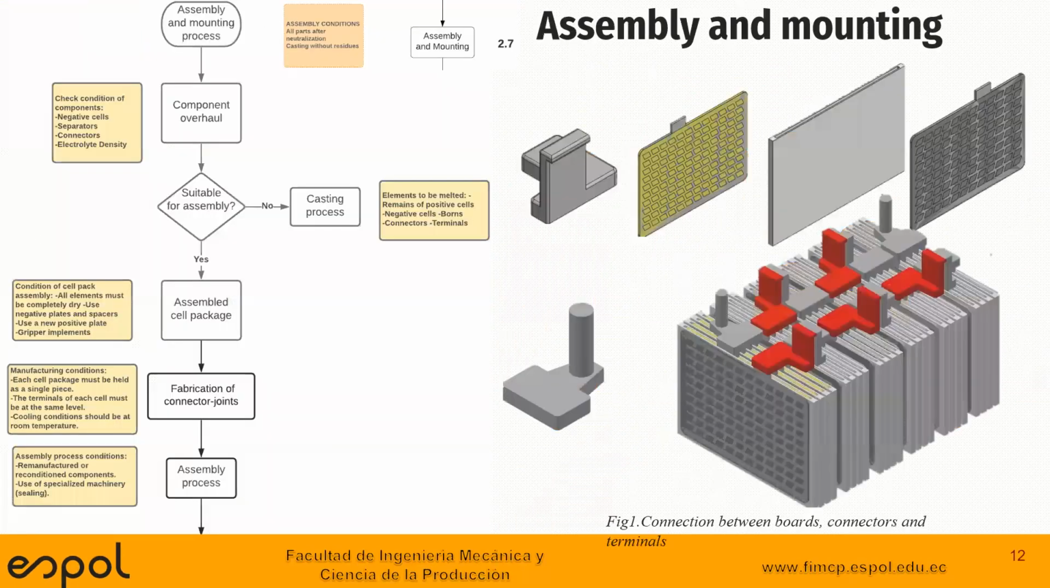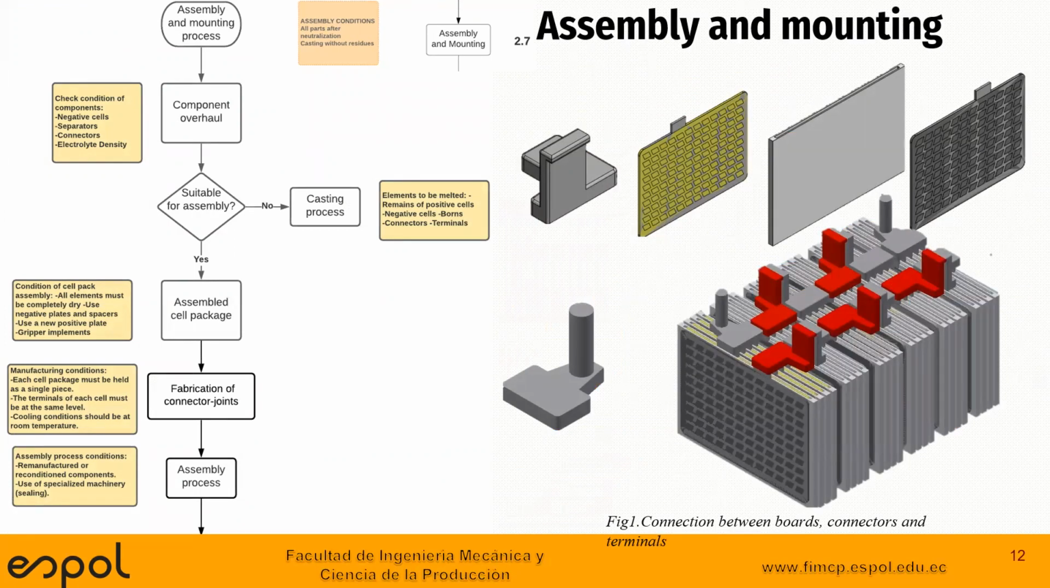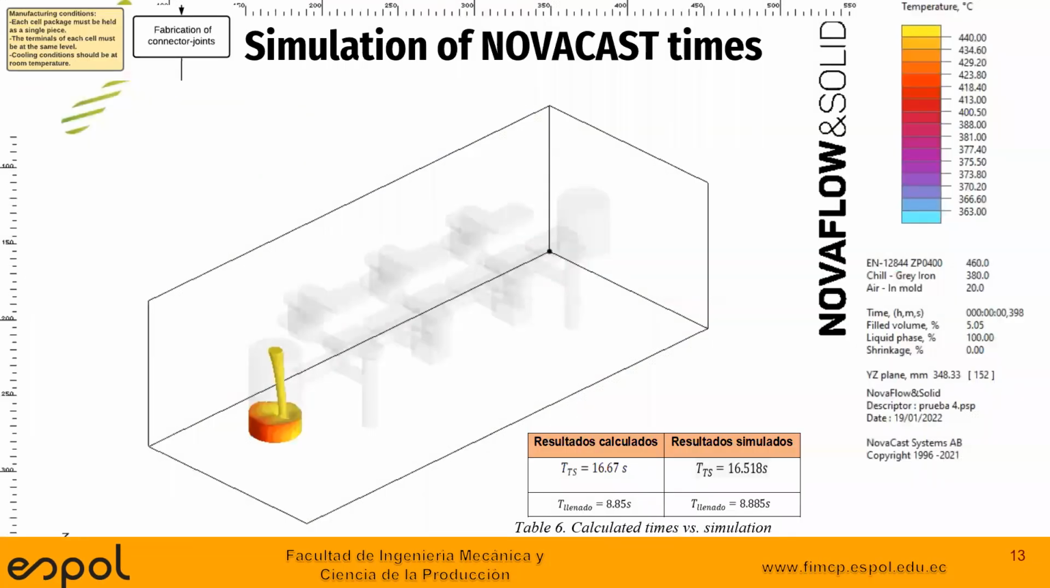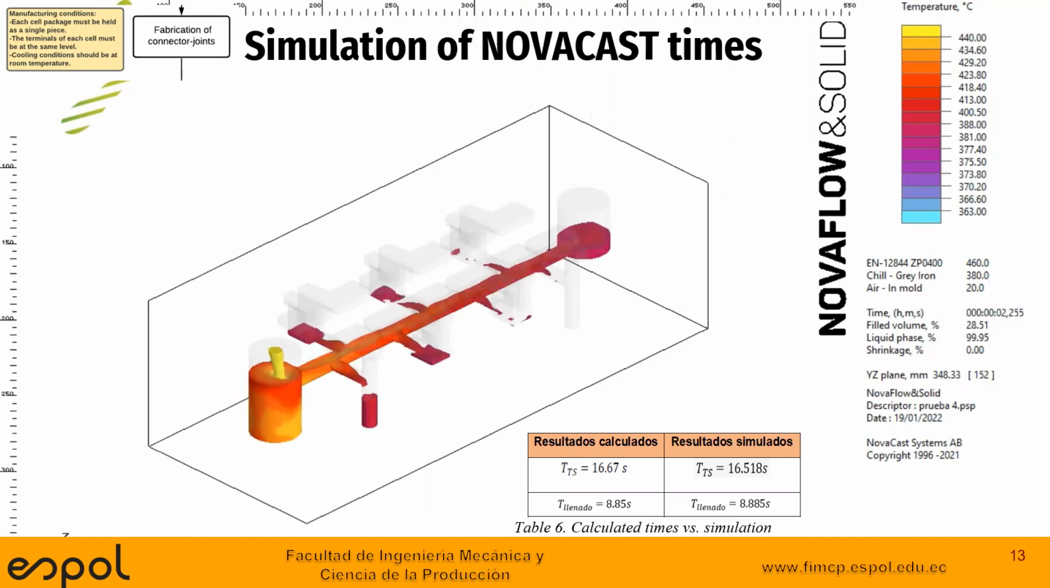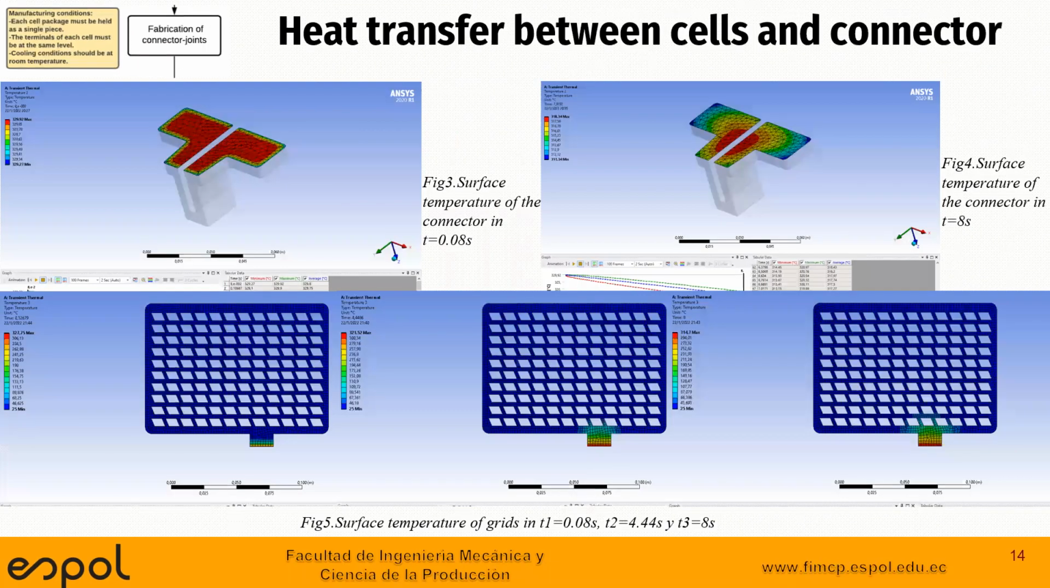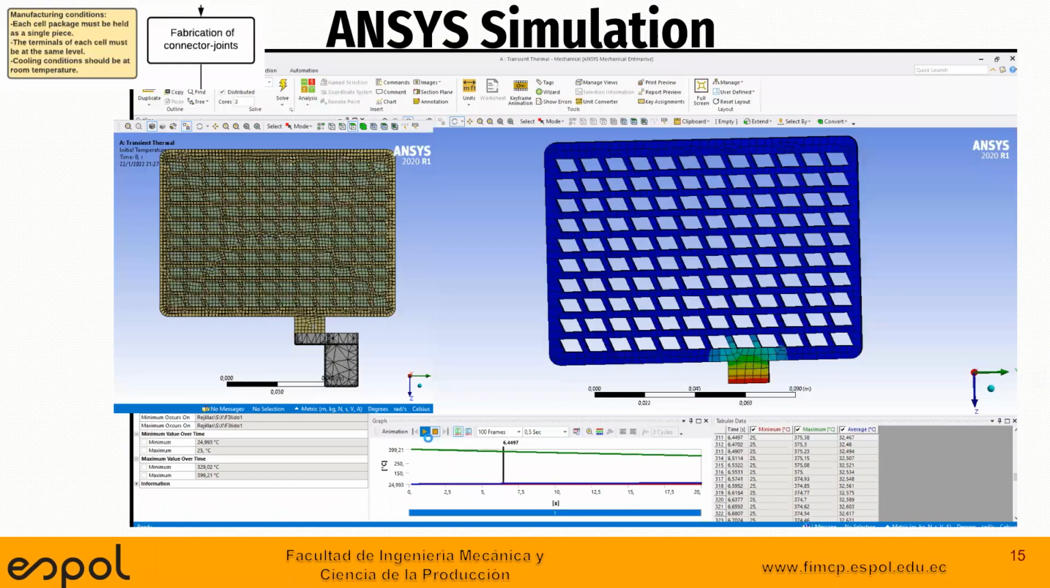For the assembly section, the use of a mold was implemented. Its objective is to elaborate the connectors that are going to join each set of plates together. These have been previously reconditioned. This casting process is shown in the simulation using NovaCast software, so that it is possible to use this type of mold to perform the entire assembly. Additionally, a simulation was performed in ANSYS to determine if the casting affects the assembled grids.